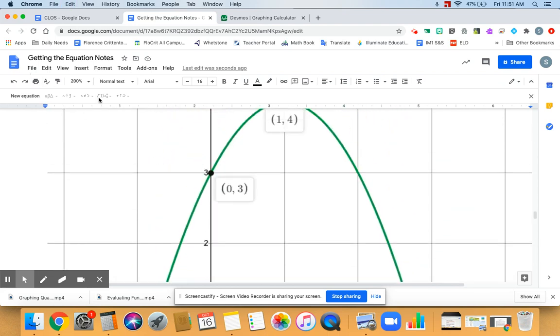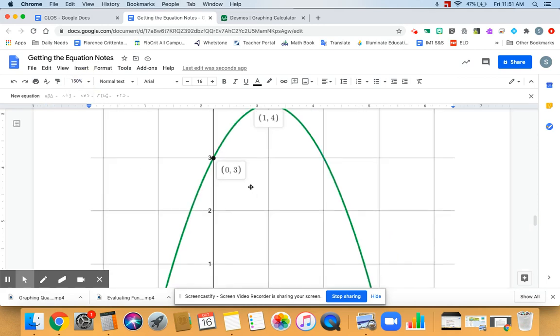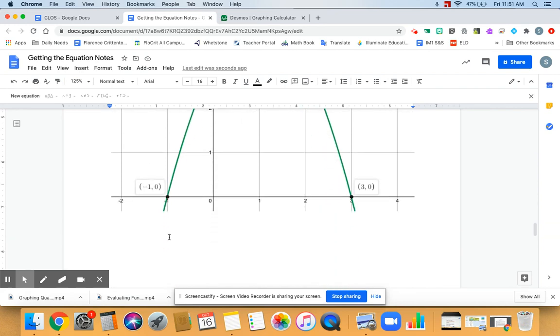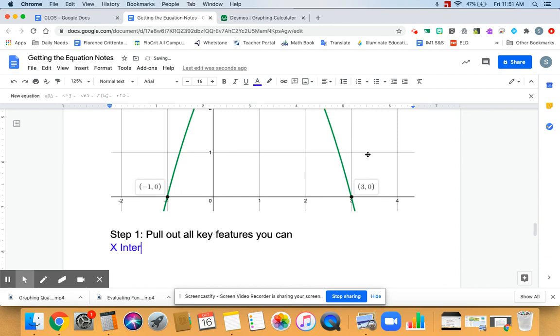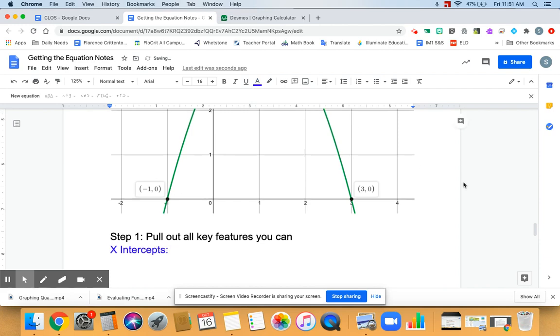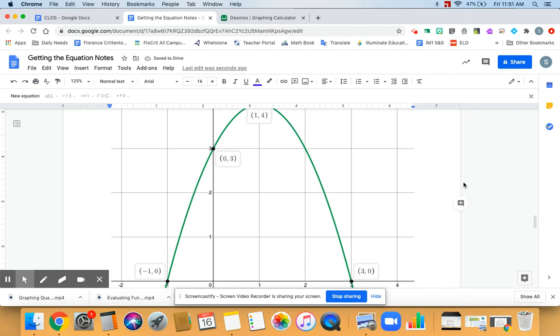So I have a couple of examples. This one's a graph. So I'm going to start with pulling out all the key features from the graph. So x-intercepts. I look at this graph. Where are my x-intercepts?